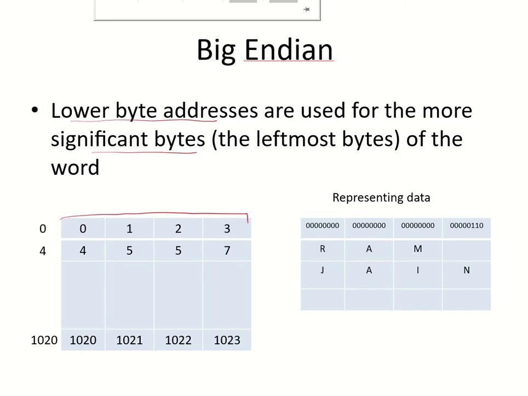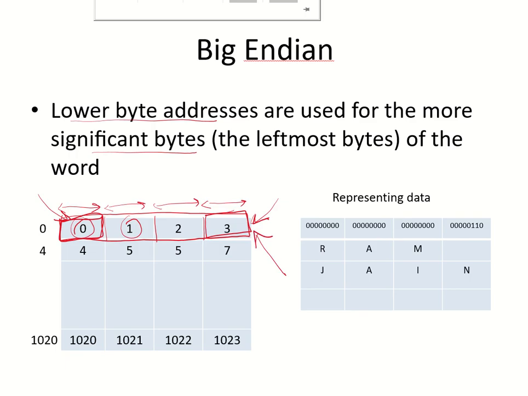Suppose this is a 32-bit word and these are the 4 bytes. This is 1 byte. This is the least significant byte, and this is the most significant byte. However, the most significant byte will be given the least address, which is 0, and then it progresses from there. And the least significant byte will have the higher address.